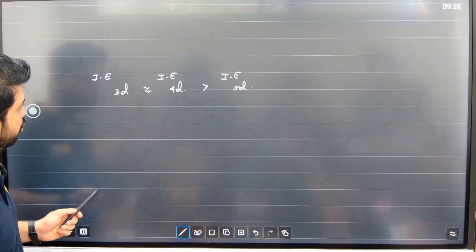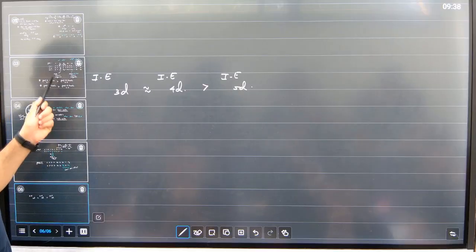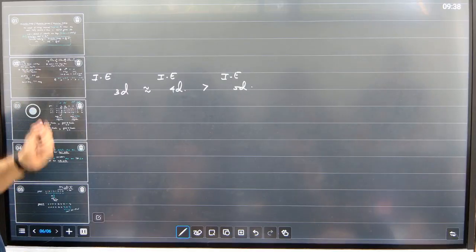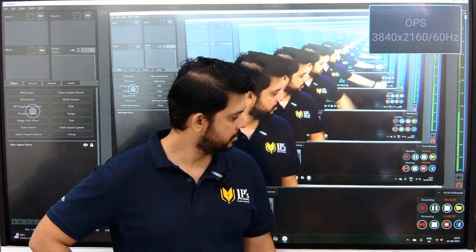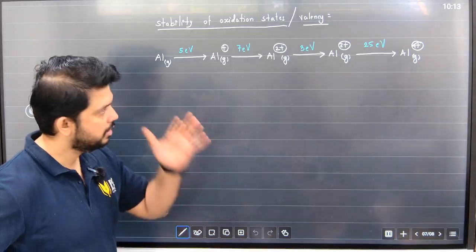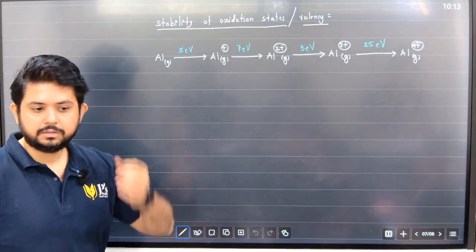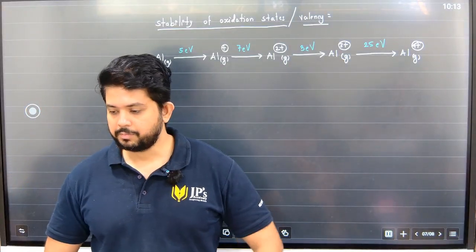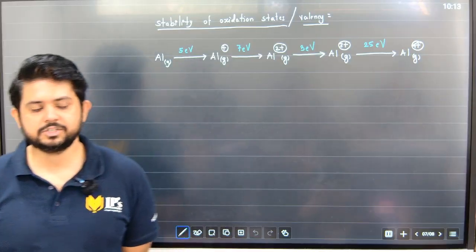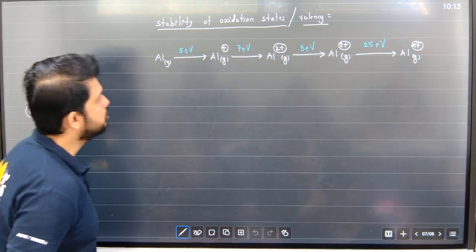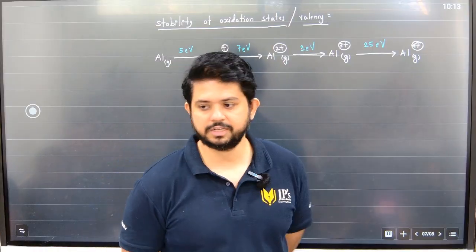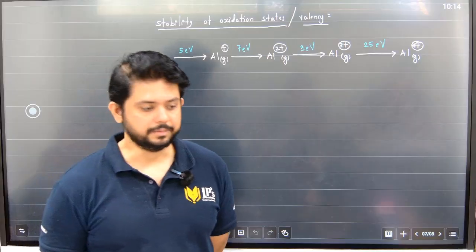There are one or two more points, but we will do them with sums. Now, the last and probably one of the most important points in ionization energy that we have, people, is that it gives you the stability of oxidation state. Now, what does that mean?